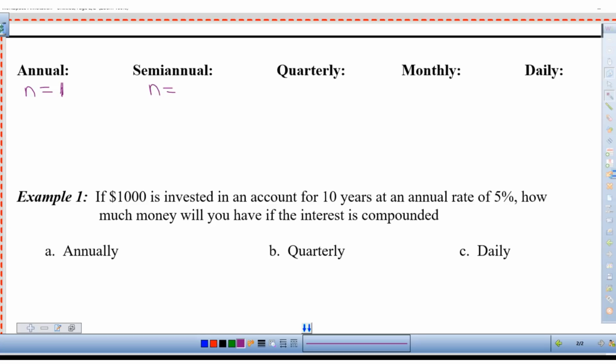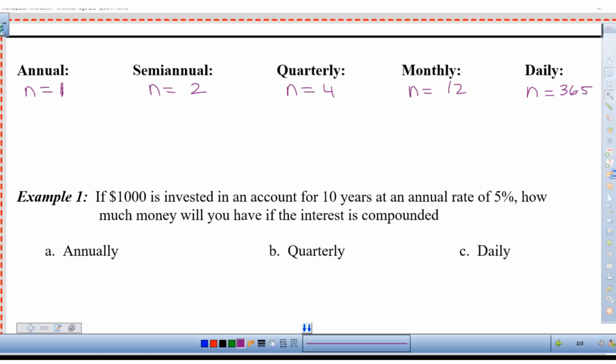So semi-annually, your N would be a what? A 2, right? Semi means half, so it'd be twice. Quarterly, how many quarters make up a dollar? 4, right? And then monthly, how many months in a year? 12. And daily would be 365. So if you were in an account that computes daily, you'd put it in, and at the end of the first day, interest. Then at the end of the second day, interest. End of the third day, interest.